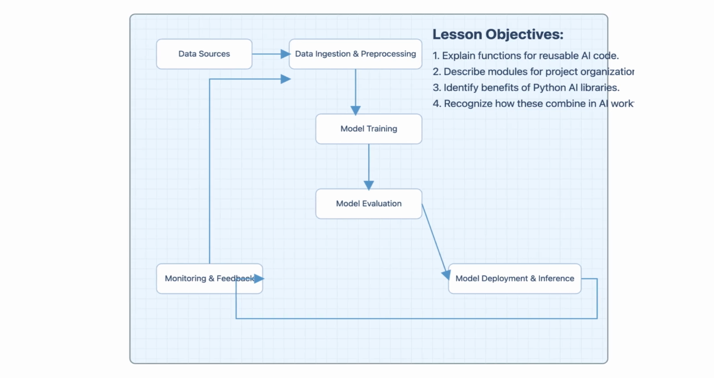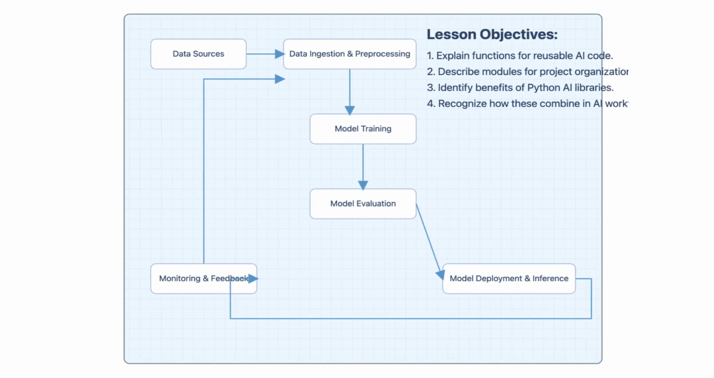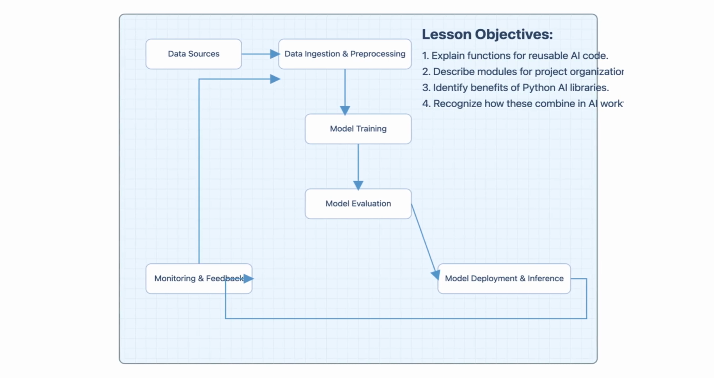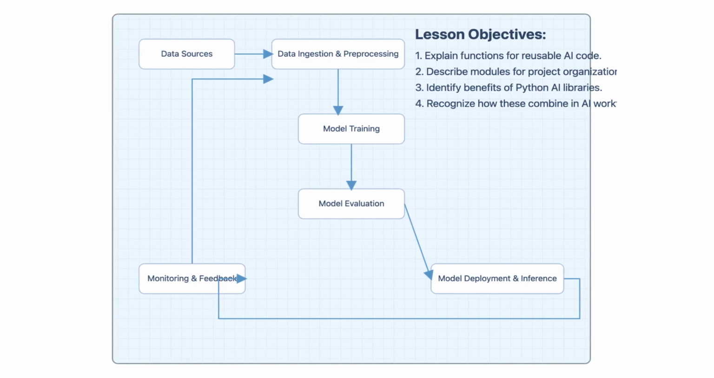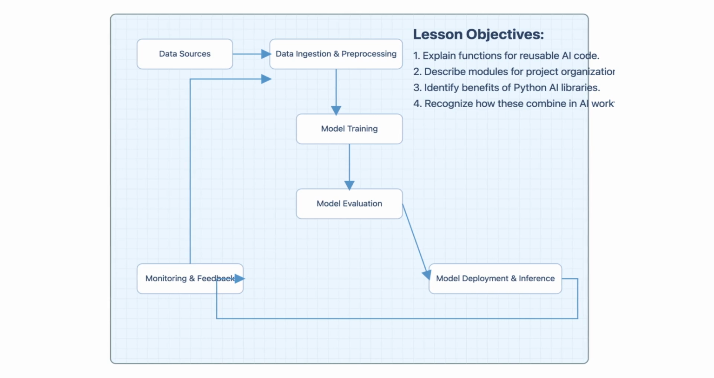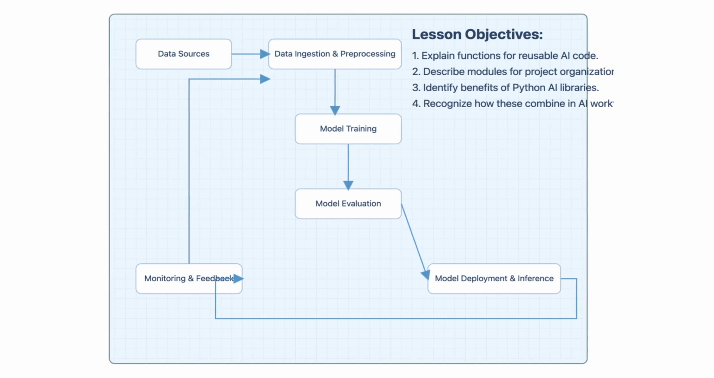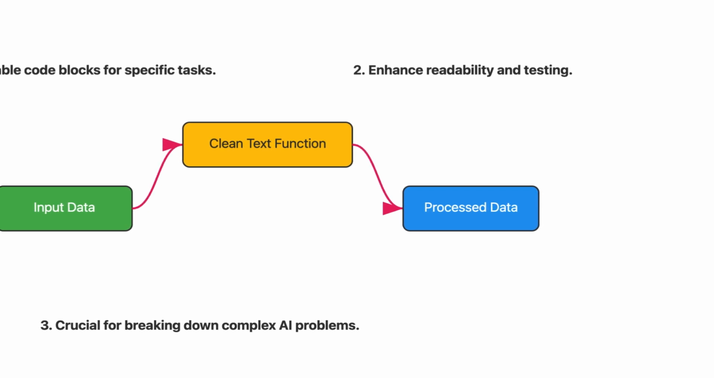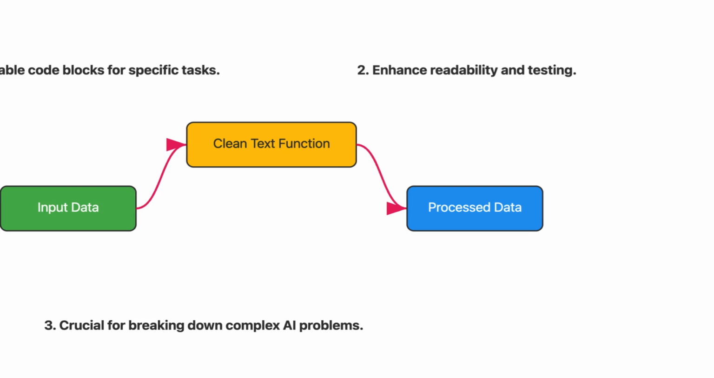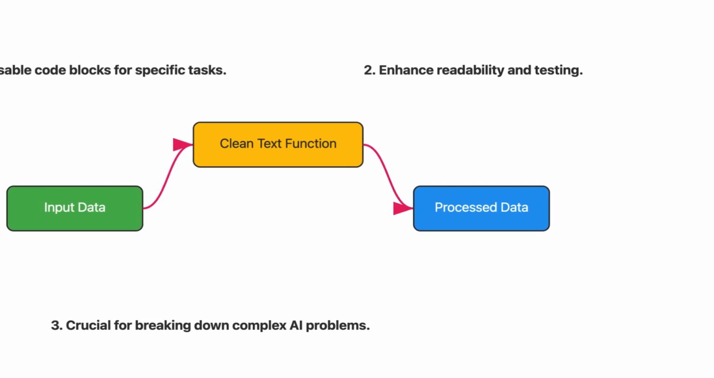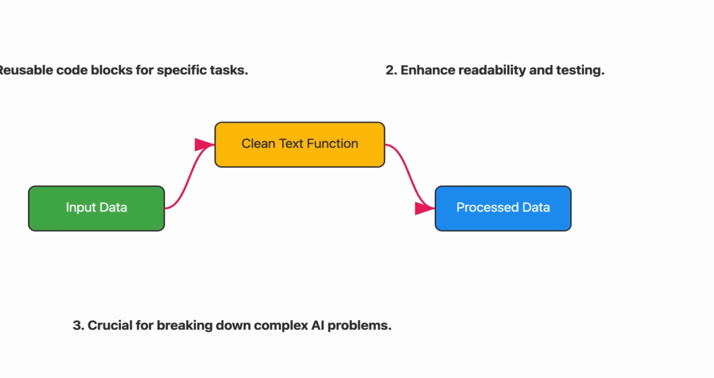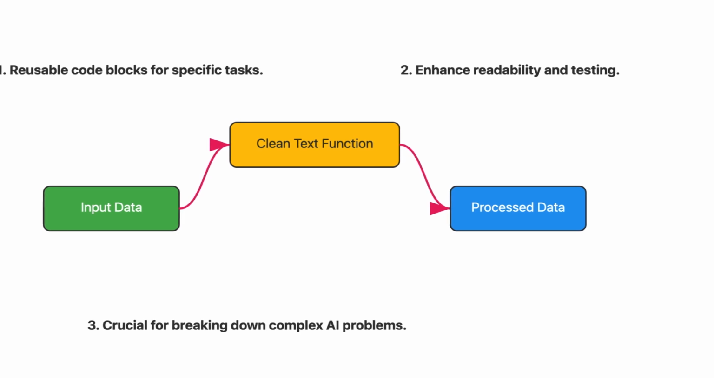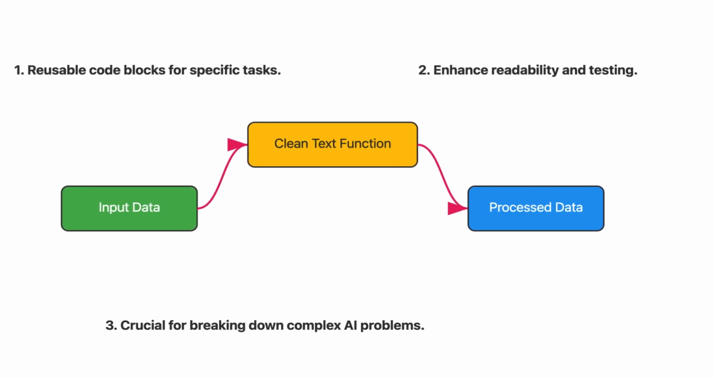Let's start with functions, the smallest but perhaps most vital building blocks. Think of a function as a specialized tool in your AI toolkit, designed to perform one specific job perfectly. In AI, tasks like cleaning text, extracting features, or making a prediction are often complex. Instead of writing the same code repeatedly, we encapsulate these operations within functions. For example, consider our clean text function from the course context. Its sole purpose is to take raw text, convert it to lowercase, remove extra spaces, and strip punctuation. This single responsibility makes the function easy to understand, test, and reuse.